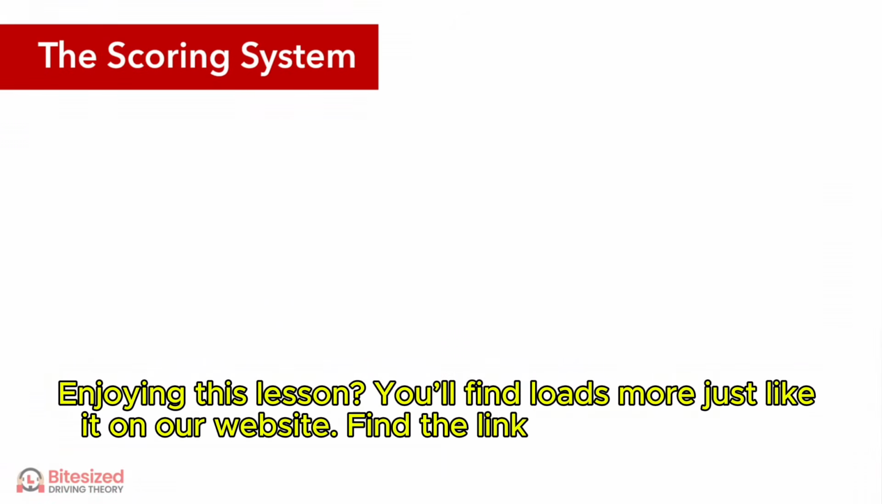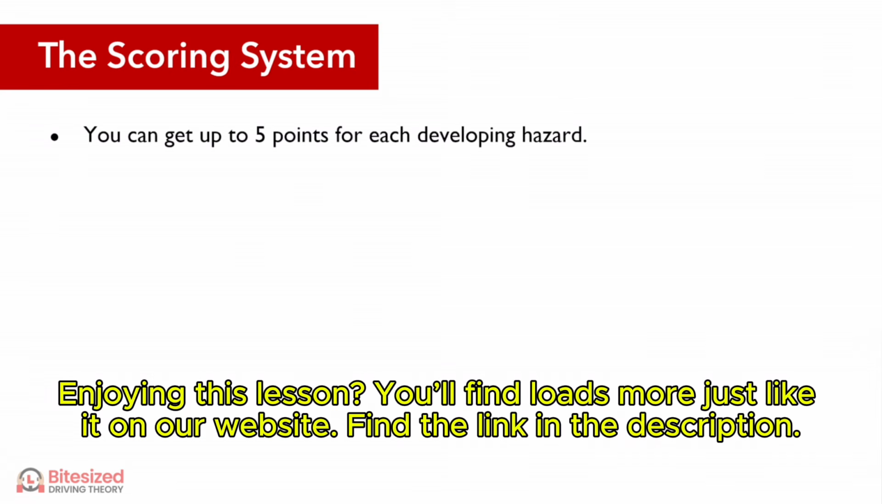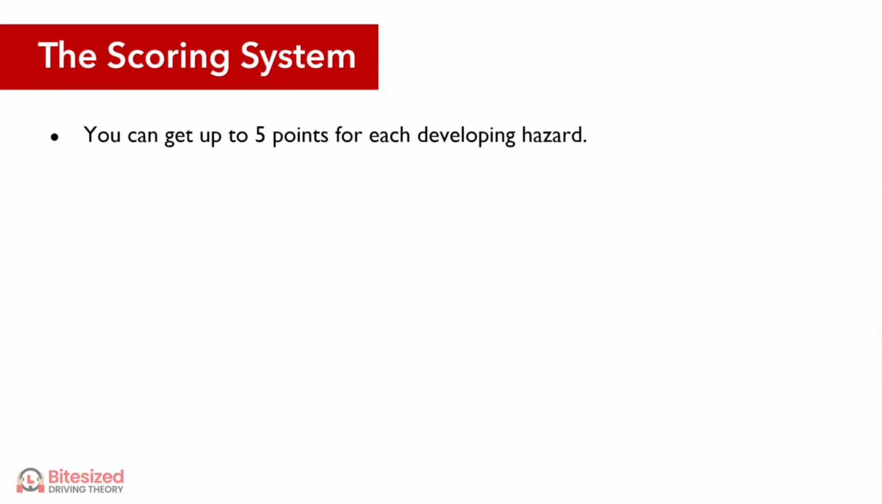So how does the scoring system work for the hazard perception test? You can get up to 5 points for each of the developing hazards.